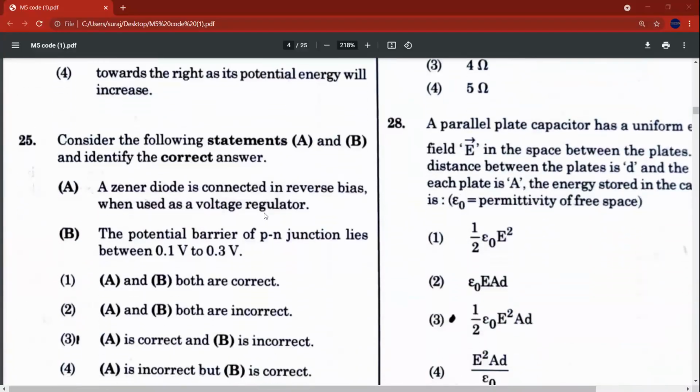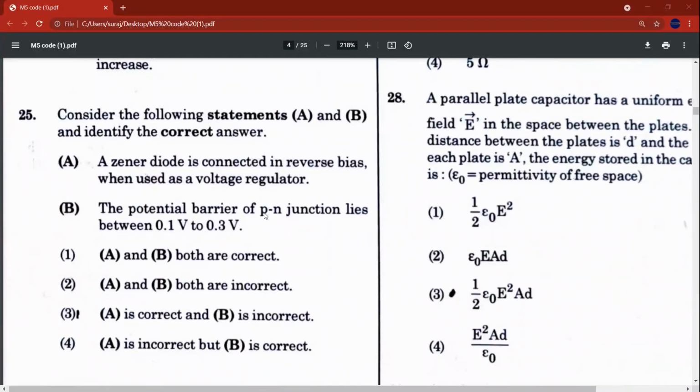Question 25. Consider the following statements A and B and find the correct answer. Zener diode is connected in reverse bias when used as a voltage regulator. Yes, A and B both are correct. PN junction lies with the potential barrier 0.1 to 0.3. A and B both are correct. Easy question.